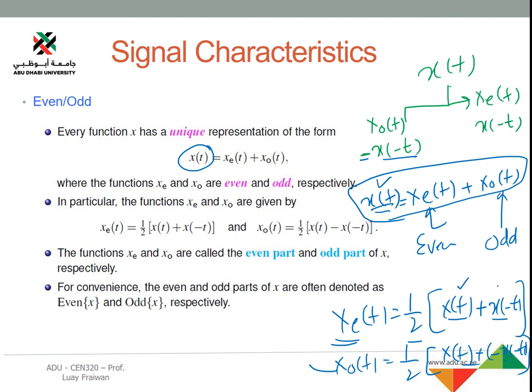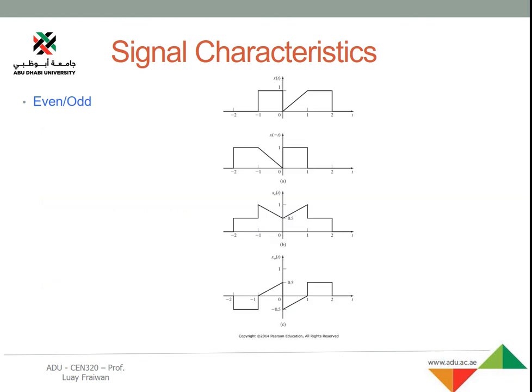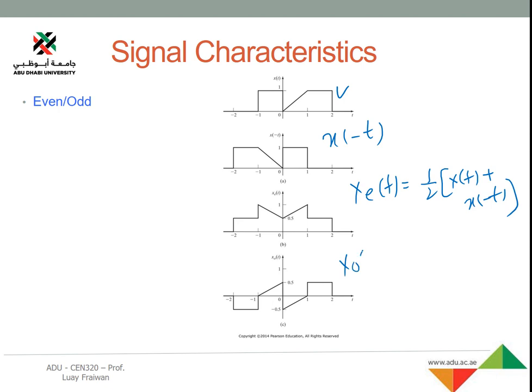Okay, original signal is time reversal, original signal is time and amplitude reversal, and half of that. So we will get the actual original signal. So this is one example. This is my original signal, this is its time reversal, and this is its even part. Even part is half of the original signal plus its time reversal, and this is its odd part.